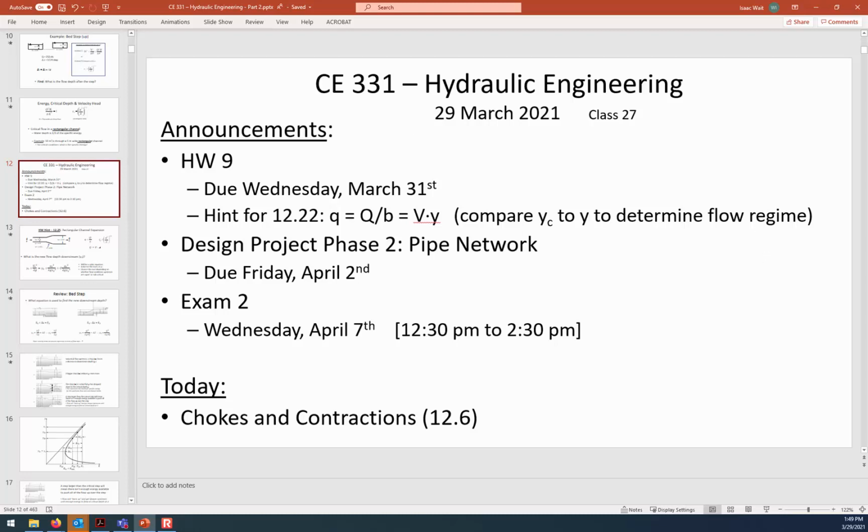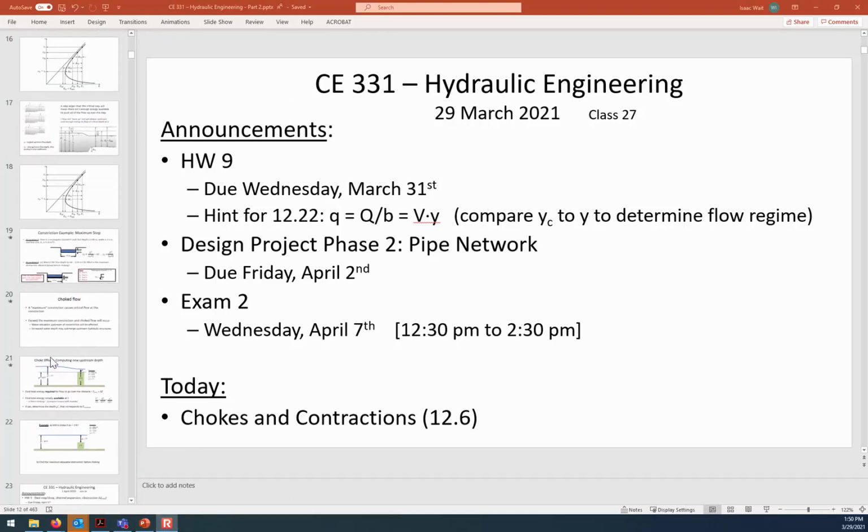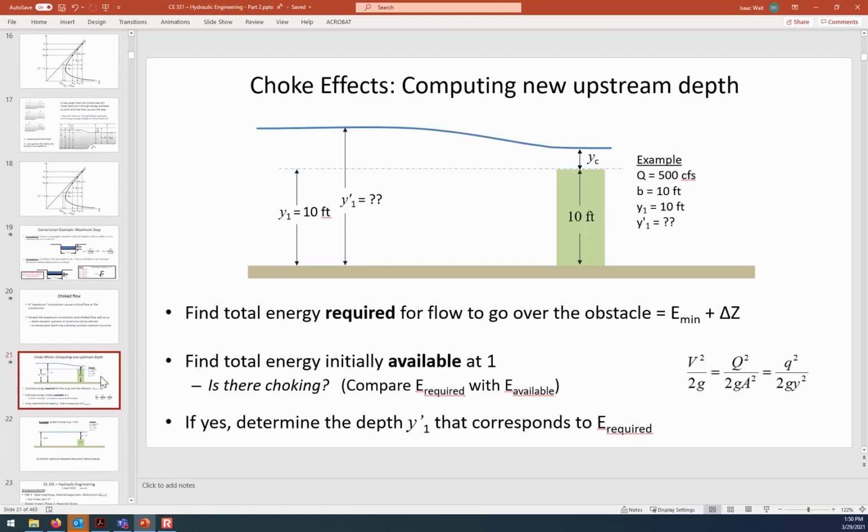Oh, sorry, I just noticed a question from Logan here. After the obstruction would it go back to 10 feet? It depends on the channel. If it's just the same channel with the same roughness, then yeah, it would flow over kind of like a weir and it would go back to its normal depth. So yes, it would.